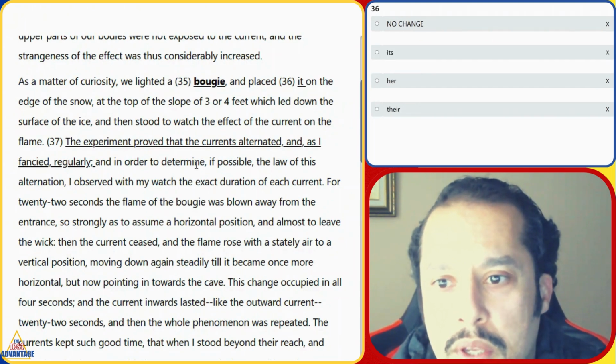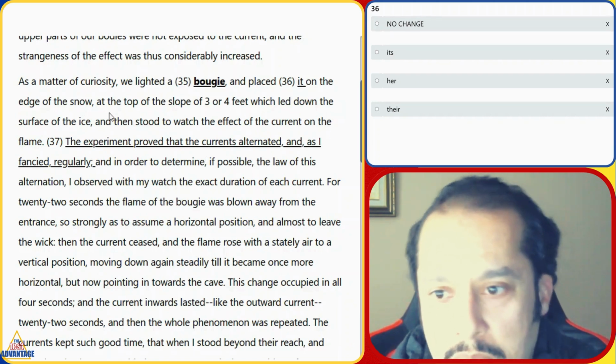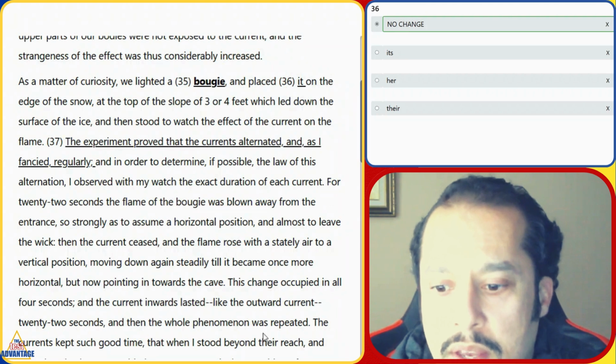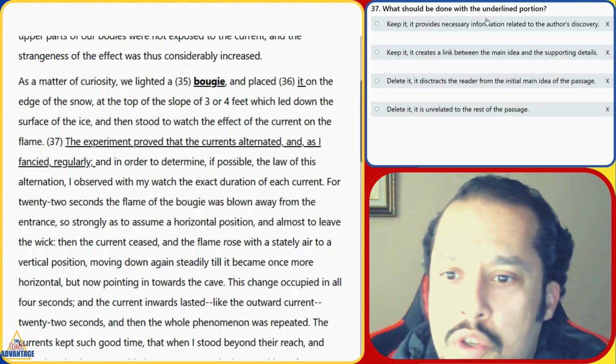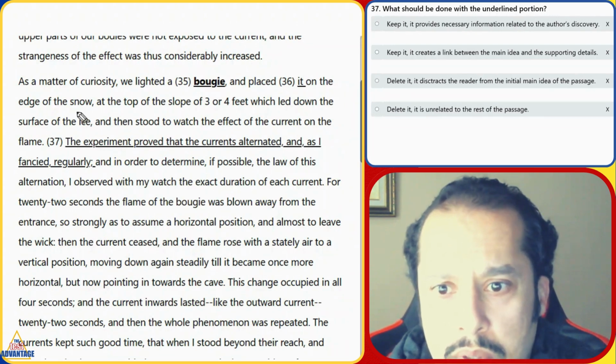Question number 36. And placed it on the edge of the snow. Okay, what are we talking about? We're talking about a bogey. So we placed it, answer A, on the edge of the snow. Number 37, which should be done with the underlined portion.